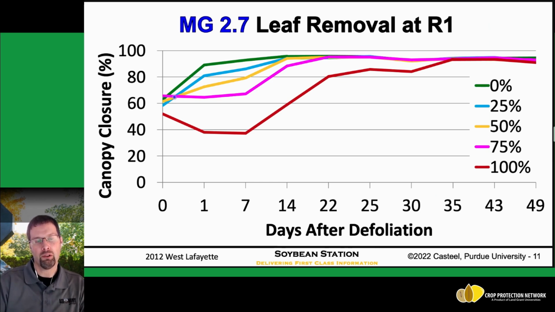75%, again, that was the one that kind of started catching our eye more and more. As you track that across days after defoliation, it was more like the 3 weeks to get back to getting a canopy across that row. And then finally, the 100% defoliation, it was nearly a month, so 30 to 35 days after that event to get it to canopy again.